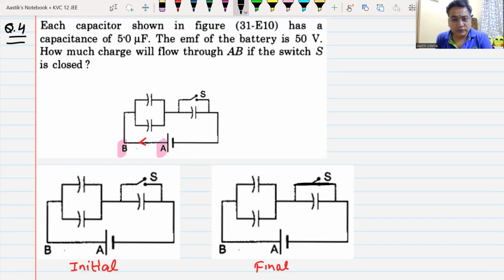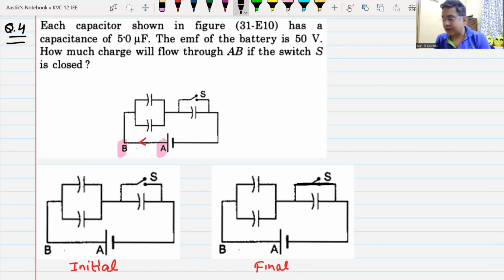Now, what I am going to see is a question of charge flow. How much charge has flown? So I must find out the charge appearing on each of the capacitors. The first part of this question is, what are the charges when the switch is open? What are the charges appearing on each of the capacitors? Do we understand this? Yes or no?